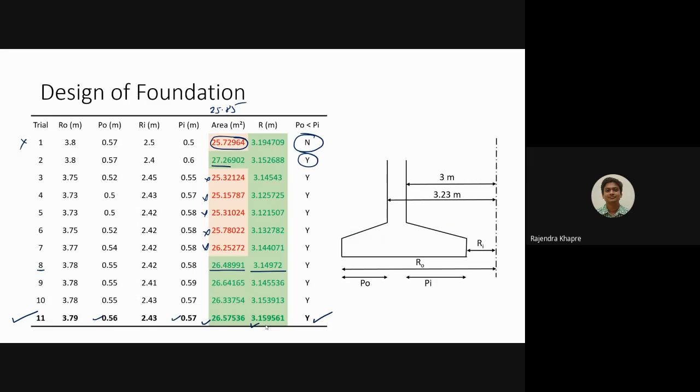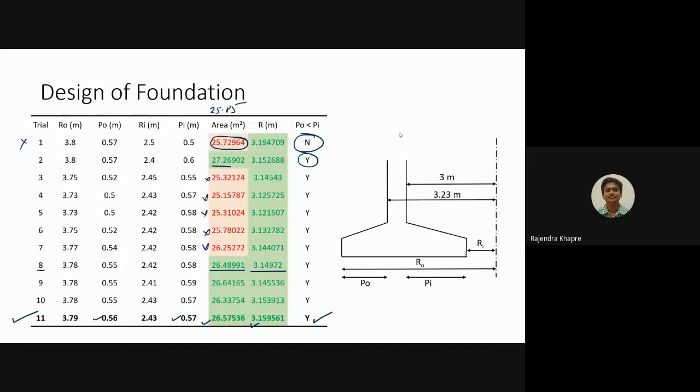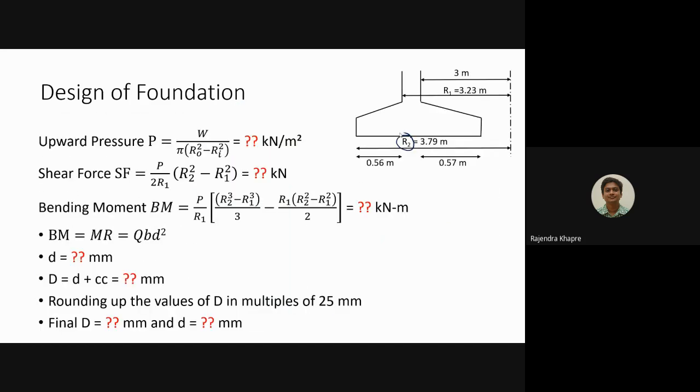So let us fix this 11th trial. After the 11th trial you will find all the dimensions are written in the figure. So R1 value is 3.23. The innermost radius of the Jackwell is 3, and the outermost radius of the foundation, that is R2. Okay, so here you can see this is your R2. So R2 is 3.79, which is mentioned here as R outer.